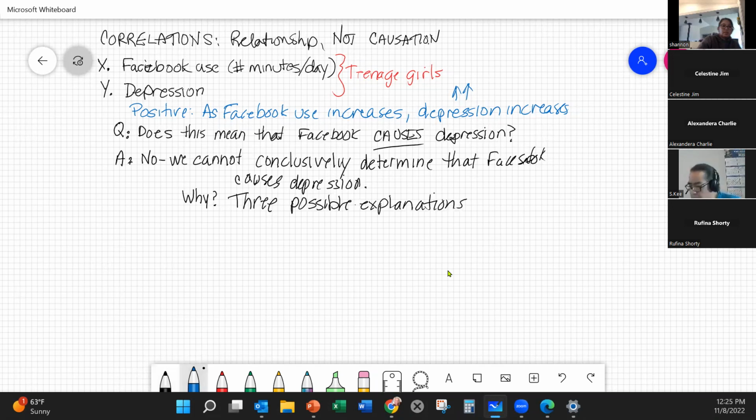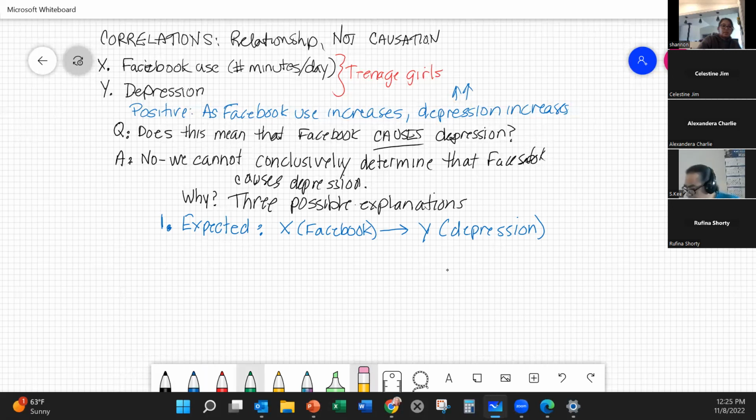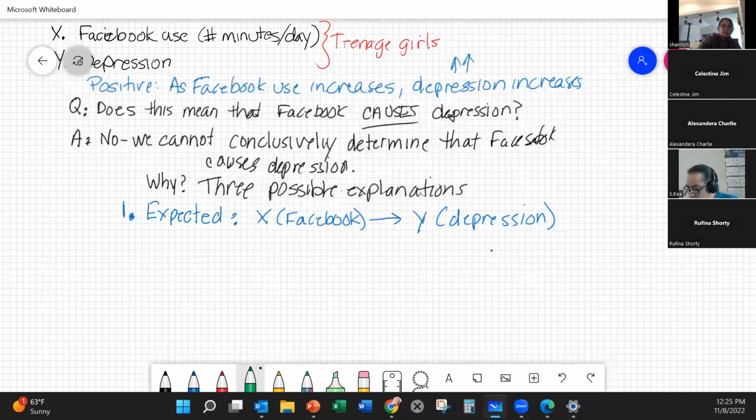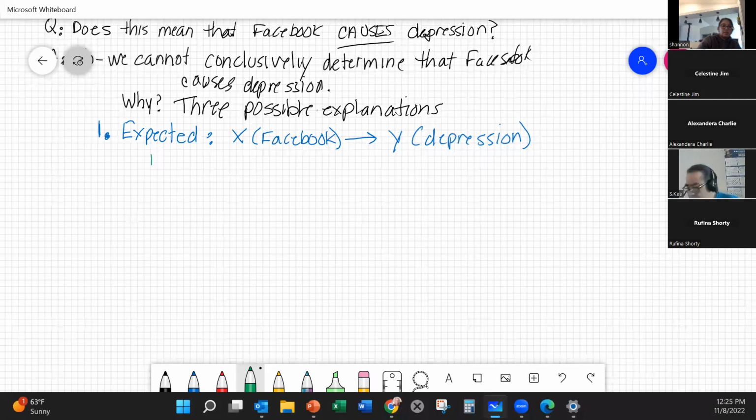The first explanation is that we're right. Maybe. We expected this. Our expected relationship was that Facebook caused depression. We expected that X, Facebook, caused, that arrow means causes, Y, depression. And we always ask this question, let me change my color here. The question we ask each time we identify these relationships is: is this plausible? Is it believable that it's possible that Facebook causes depression? If so, how could that be?